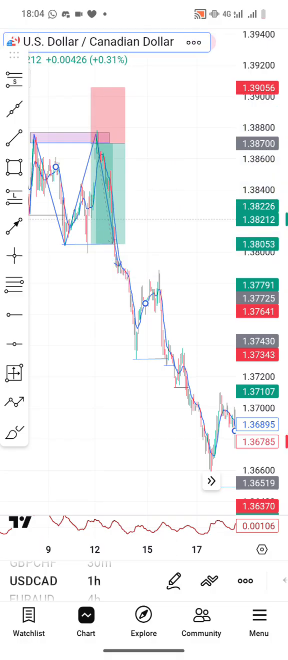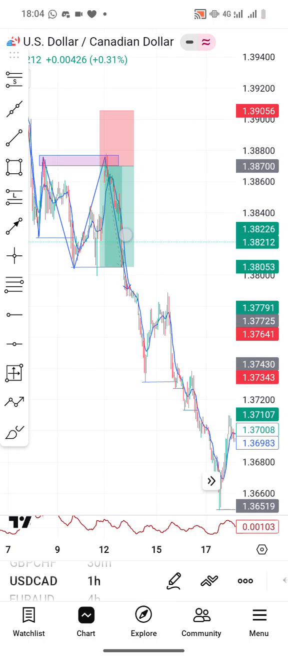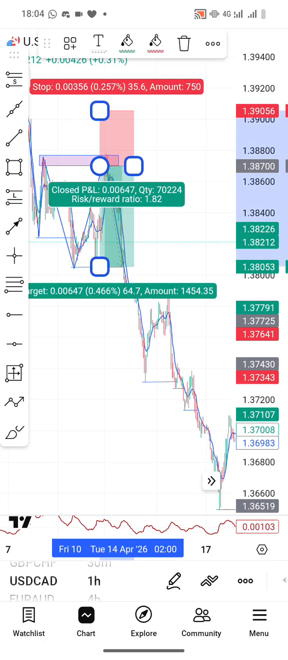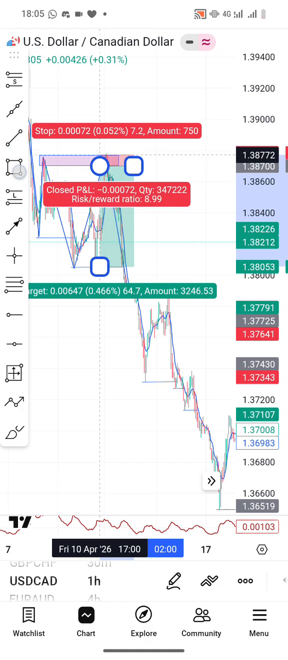You see, the market came into our entry and gave us what we need. So at this point in time, what we are targeting is 40 pip. We are targeting 40 pip at this point. Our stop loss will be 10 pip.